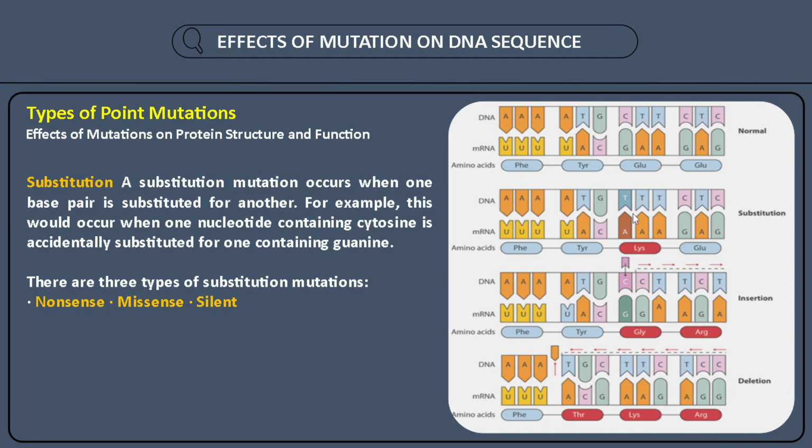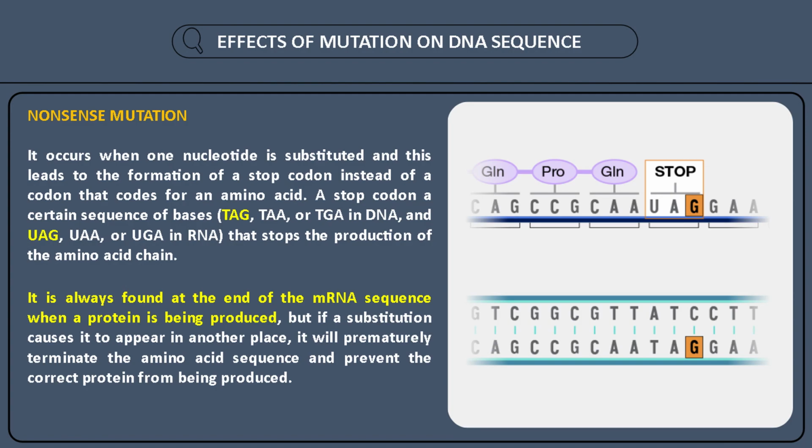Just see for an example here, instead of guanine, it was replaced by adenine from mRNA. Okay, so let's start with the nonsense mutation. It is called nonsense, guys, because it is categorized as a stop codon. Basically, the nucleotide is different, it was replaced by guanine.